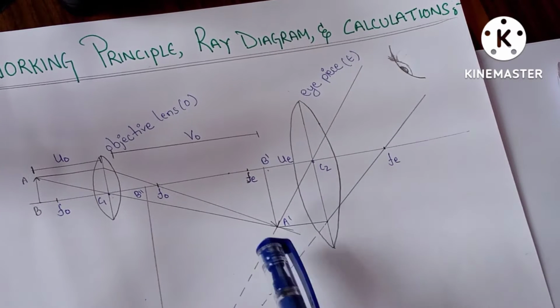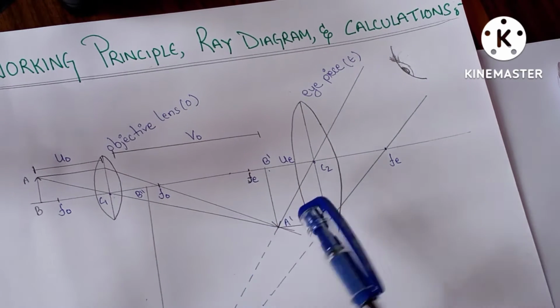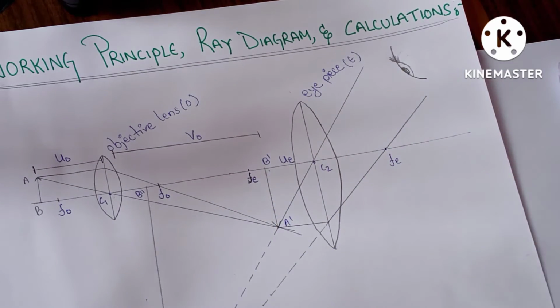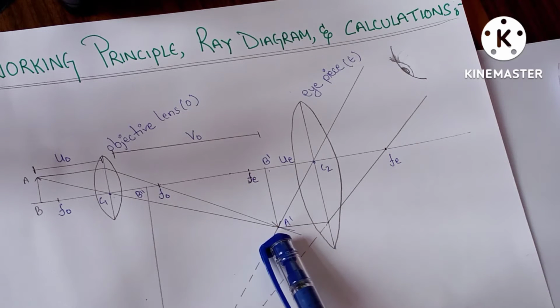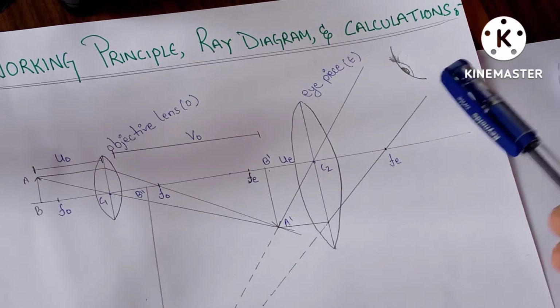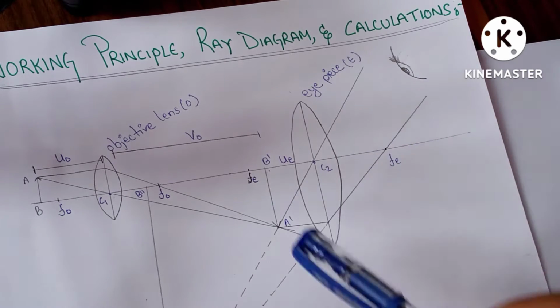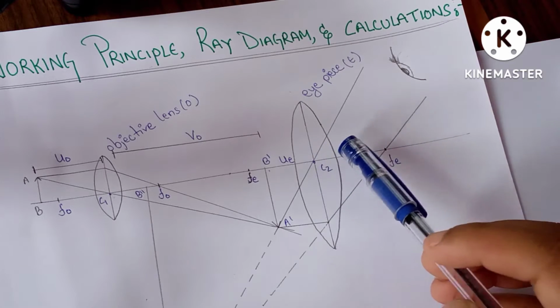Now we are done with the objective lens. Let's see the eyepiece. For the eyepiece, the image formed by the objective lens acts as an object for the second lens, that is the eyepiece. Now we pass the ray parallel to the principal axis and it will pass through FE, the focus point of the eyepiece, and another ray passes through the optical center C2 and it will go straight.